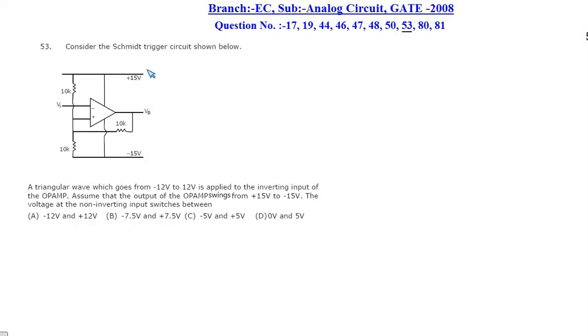Next question is question number 53. In this question, it is given that a triangular voltage swinging between minus 12 volt to 12 volt is applied at the inverting terminal of the op-amp, and the output voltage swings between plus 15 volt to minus 15 volt. We have to find out the swing of the voltage at the non-inverting terminal. Okay, now this is basically a comparator.